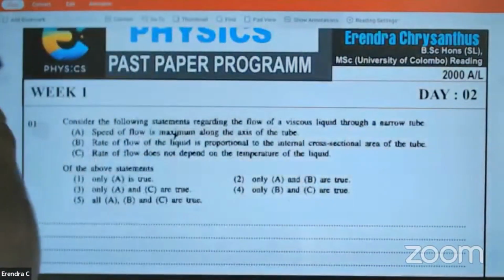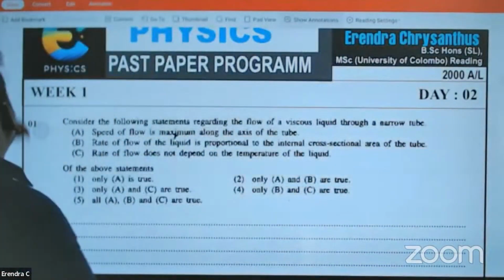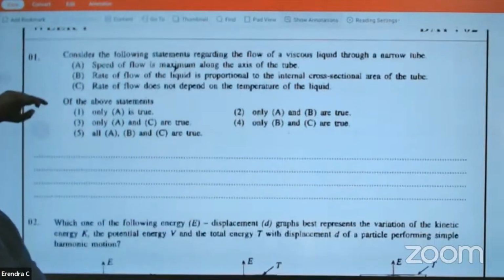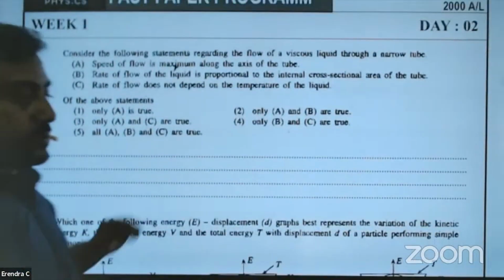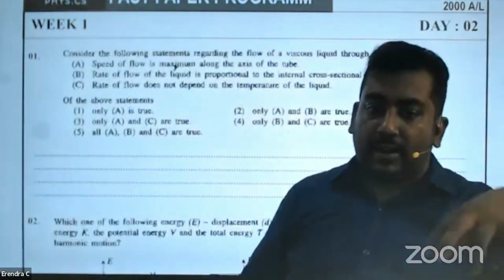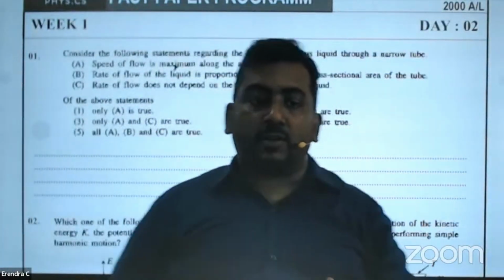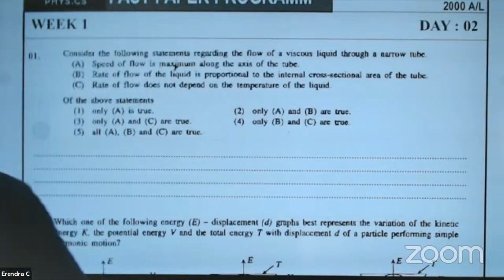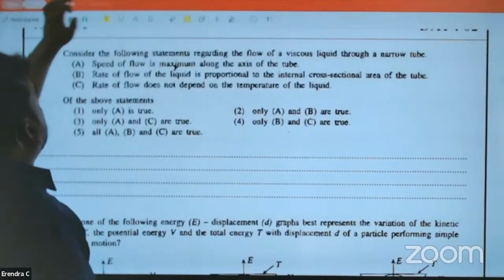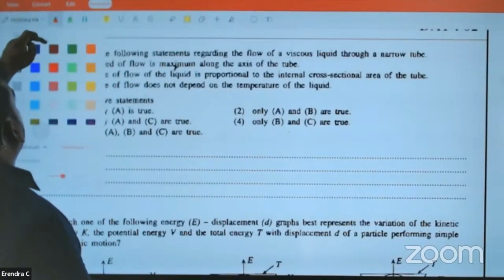Okay, have a look. This is actually MCQ number 21, but for today's paper, MCQ number 1. Consider the following statements regarding the viscous flow of a fluid.